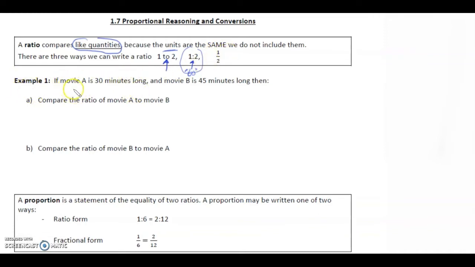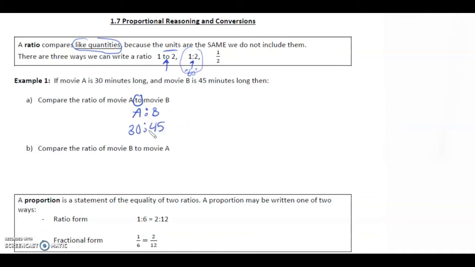Okay, example 1. If a movie is 30 minutes long, movie A, and movie B is 45 minutes long, then compare the ratio of movie A to movie B. Okay, so we can actually see this word to in our question. So like we're going to compare A to B. So we're going to compare 30 to 45.